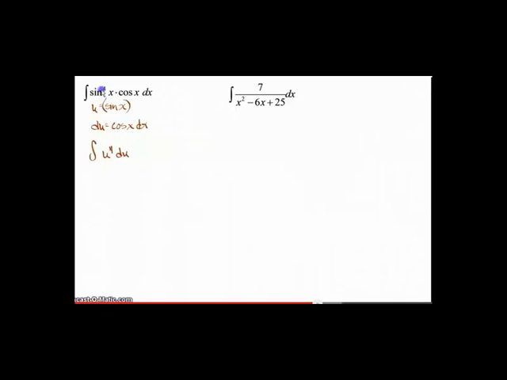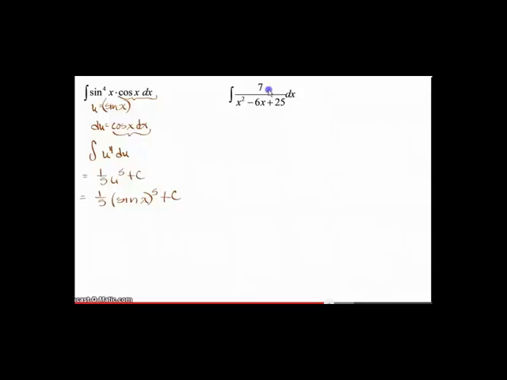U is the sine of x. It's raised to the power of 4. That's u to the 4th. And du is cosine of x dx. So find the antiderivative, u to the 5th plus c, and take u home. You brought u to the party, you have to take u back home.